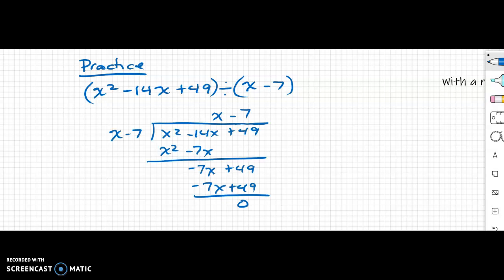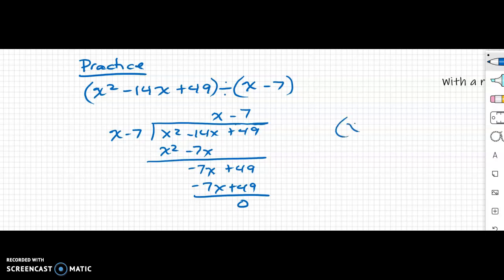On this practice problem, I think the tricky thing was the subtraction right in here. So as soon as I said that it went into this x number of times, I had x times x is x squared, x times minus 7 is minus 7x, and then this was minus 14 minus negative 7x. So it was negative 14 plus 7x, which left me with minus 7x, and then bring down the 49. Remember that you can always check your work at the end.